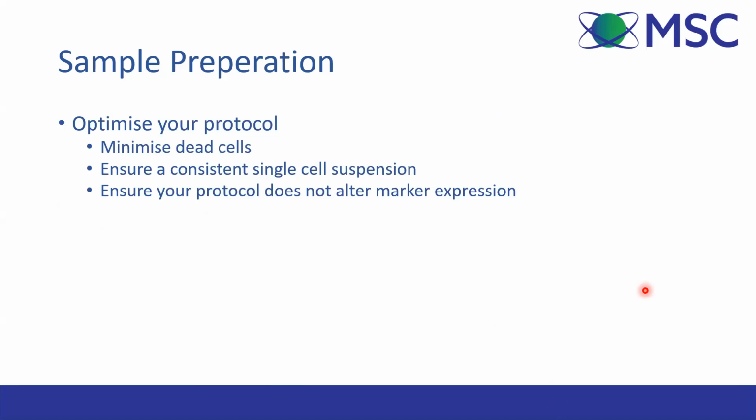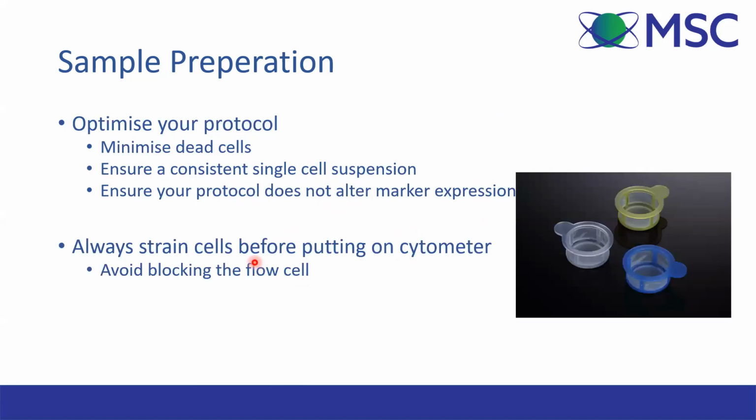The key thing though, whatever protocol you decide to do, is to optimize it and to make it consistent for your experiments. When you're optimizing your protocol, there's a few things you want to look at. You want to minimize the amount of death in your cells. You want to ensure you're getting a consistent single cell suspension across all of your experiments. And you want to ensure that your protocol does not alter the expression of the markers that you are interested in. Another tip is to always strain your cells through a strainer before putting them on the cytometer. This is to avoid blocking the flow cell with clumps or with extracellular matrix.